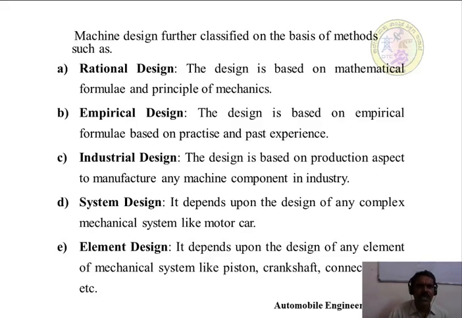The first one is rational design. Rational design is nothing but what? The design is based on mathematical formulas and principles of mechanics. On the basis of the principles of mechanics and mathematical formulas, such a type of design is called rational design. Next, let's discuss the second one, empirical design.